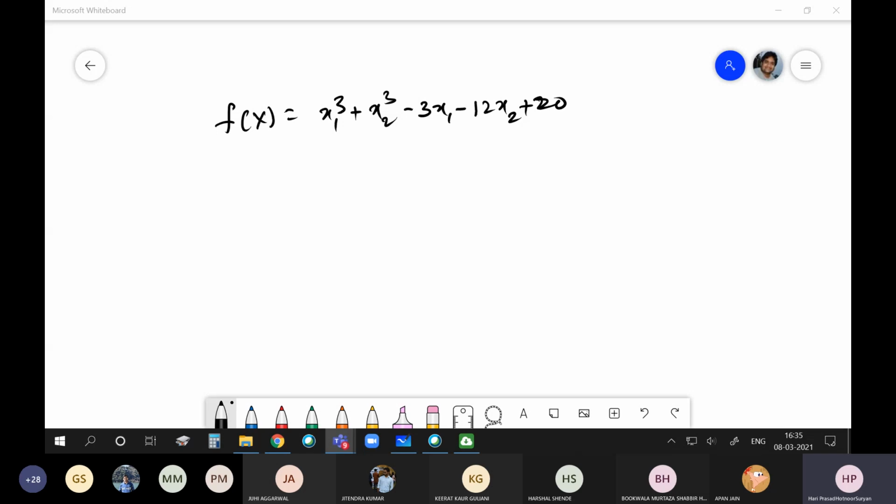How many of you are doing? Ashutosh Kumar Yadav, what is the value of x1 and x2 you get for stationary points? Ashutosh Kumar Yadav. I think many people have just logged in and they are not responding.